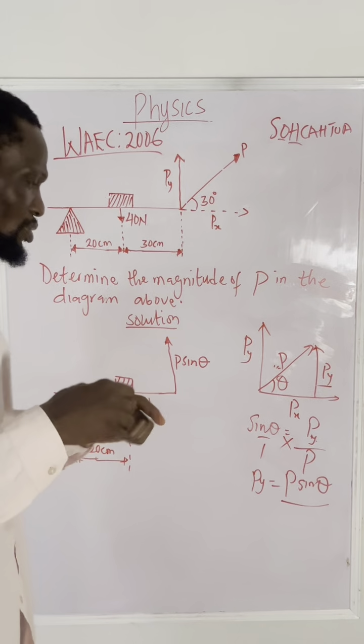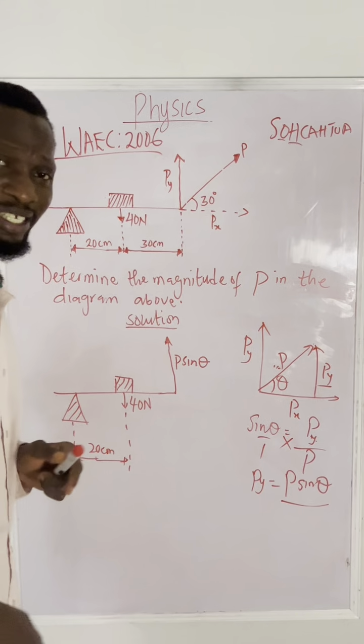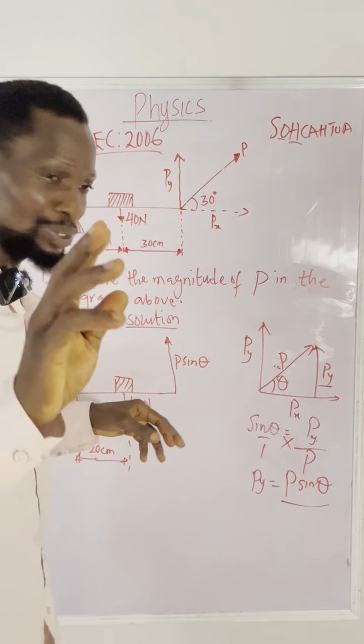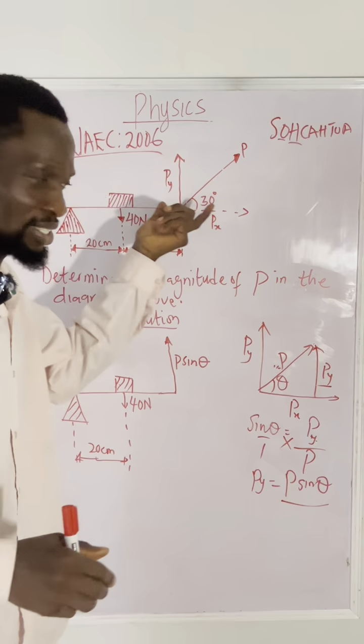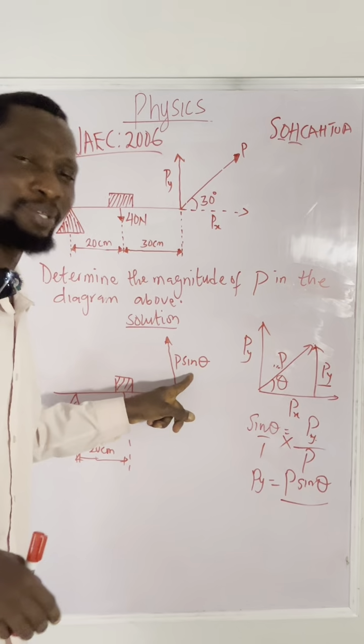Now, the thing is this. Remember that our theta here is 30 degrees. But what I want to show you is that anytime you have a situation like this, your vertical component is always going to be P sine theta.